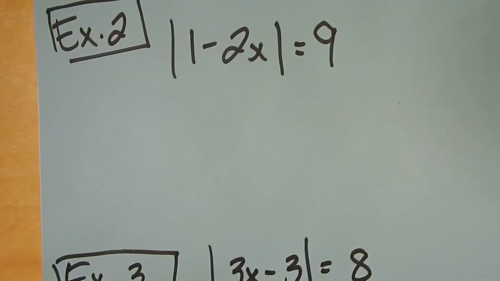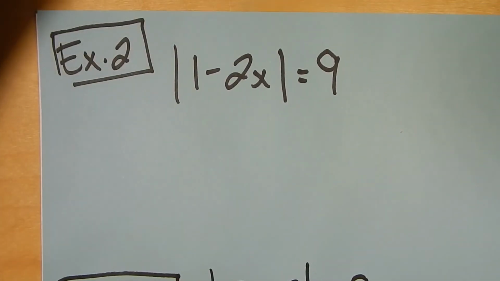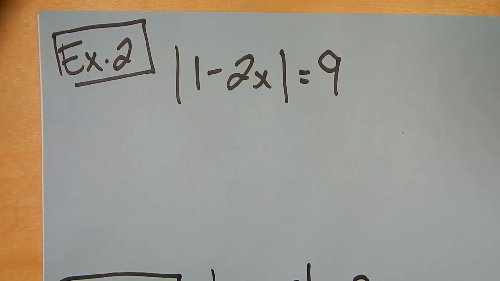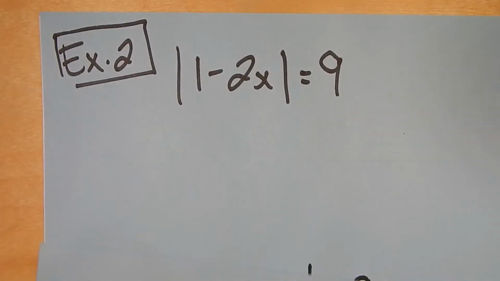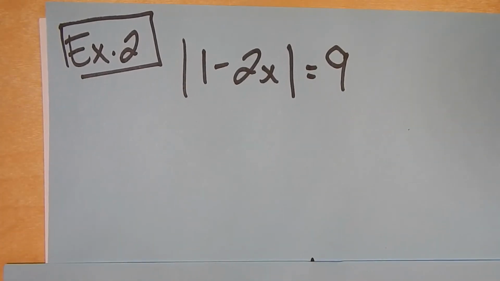Let's take a look at example 2. So for this one, we've got the absolute value of 1 minus 2x is equal to 9.